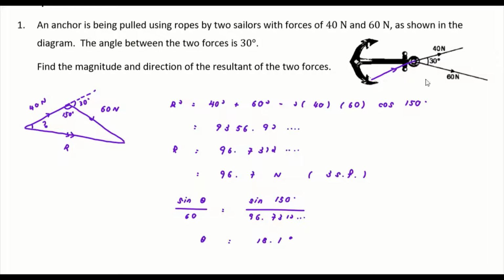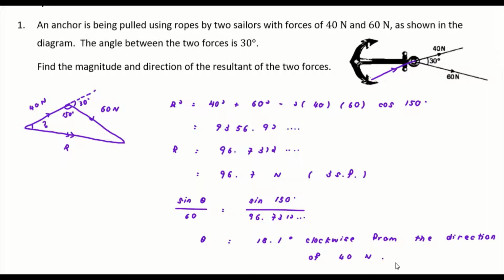So you are going down, so that's why the direction is clockwise. Okay, clockwise from the direction of the 40 Newton. Okay, so make sure that in every question that involves an angle, this is how you should answer.